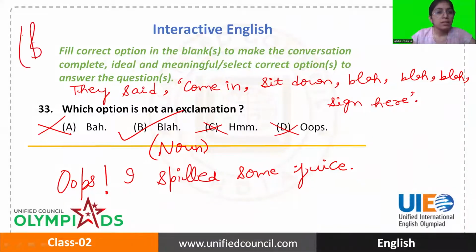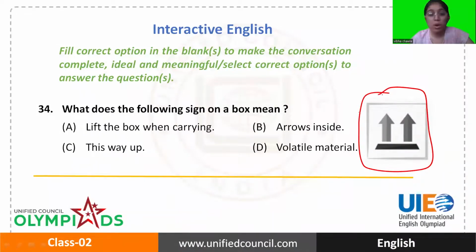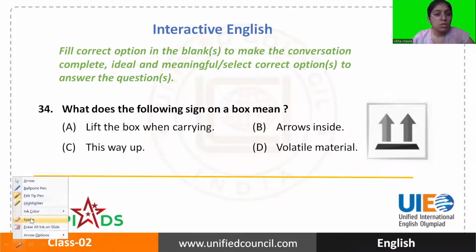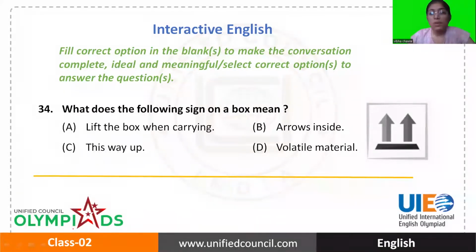So basically the correct answer, which is not an exclamation, is blah. Option B. And then we have the next one, question number 34. What does the following sign on a box mean? See, there is a box and there is a sign on that box. We need to tell what that sign means. Lift the box when carrying, arrows inside, this way up, or volatile material. Obviously, this way up. Okay, it means this way up.